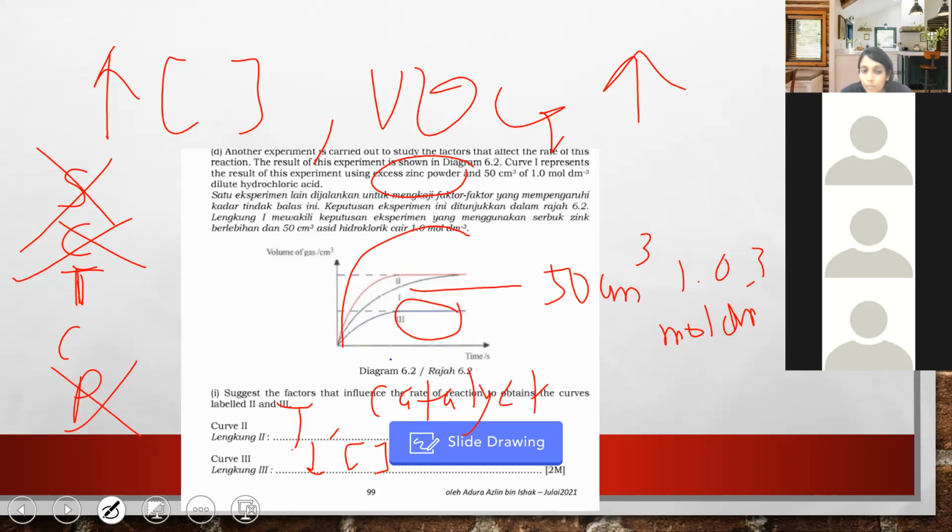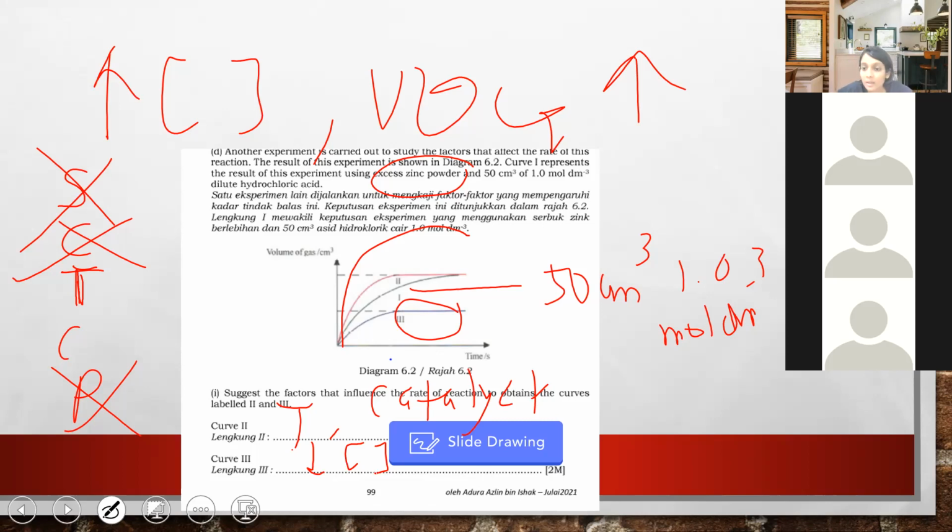Yeah, but for curve 2, they didn't say it is being heated up, teacher. So can we write temperature? Can. You are supposed to give the factor. They also never tell me curve 2 got catalyst. I'm giving the factor. Okay, thanks, sir.